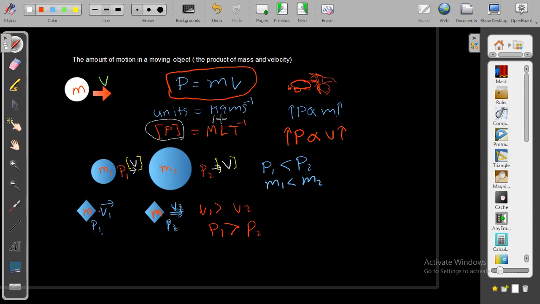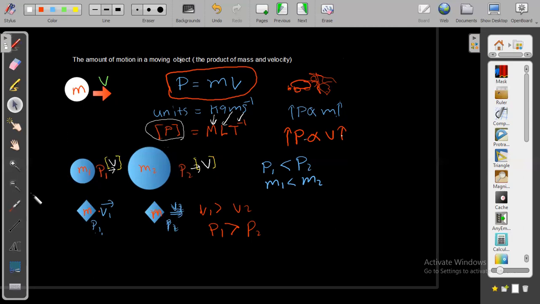Kg stands for m, this one is l, and s minus 1 is t minus 1, so the unit is ml t minus 1. As I told you, the momentum changes with mass and momentum changes with velocity. Now I'm going to give you much more sophisticated data here. How could we look at both the objects?